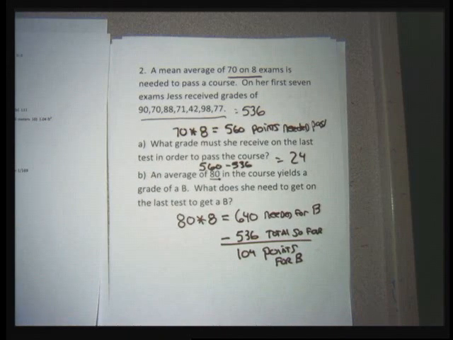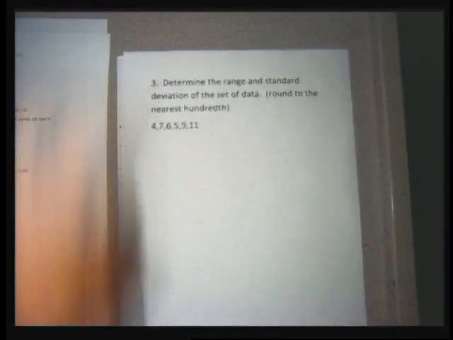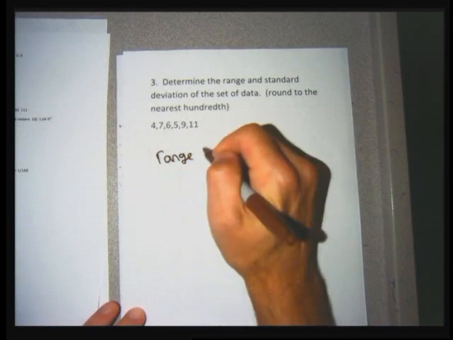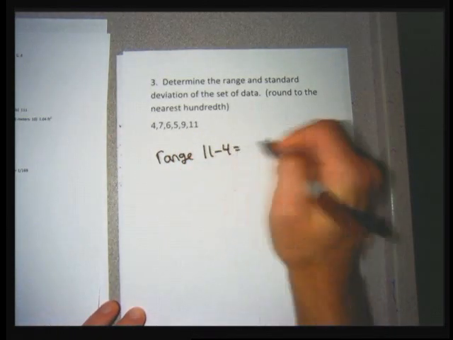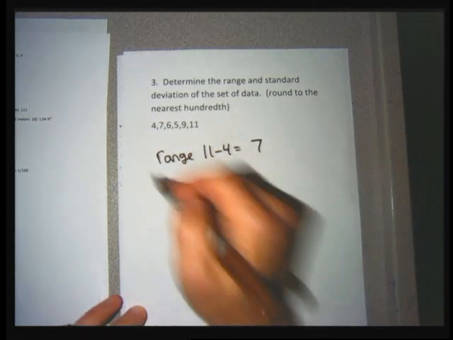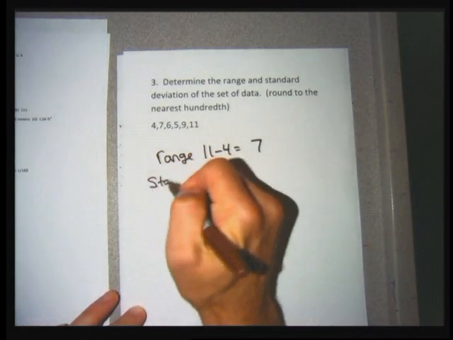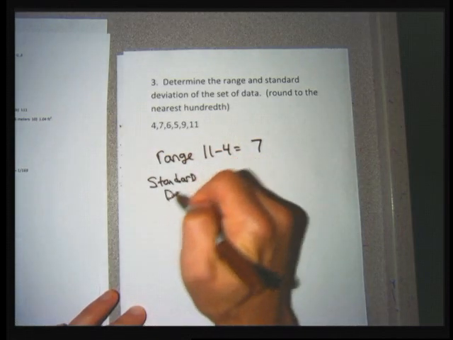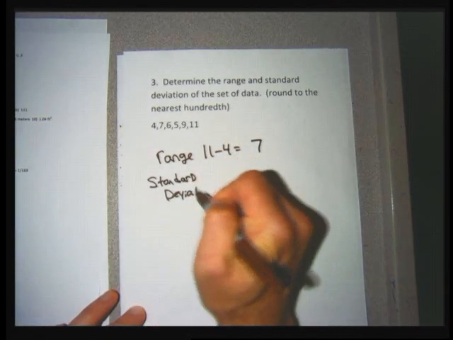So one last problem on the review, and the standard deviation I'm going to do on my calculator. It asked me to do range and standard deviation. The range is just the highest minus the low score. For this set of data, the range is just 11 minus 4, which is 7. The standard deviation, I'm going to use the stat feature on my calculator to figure out.